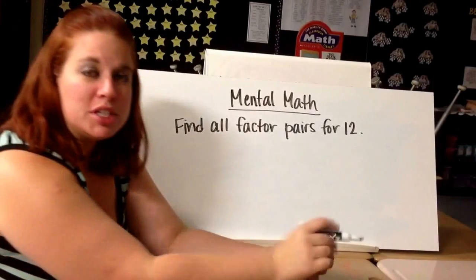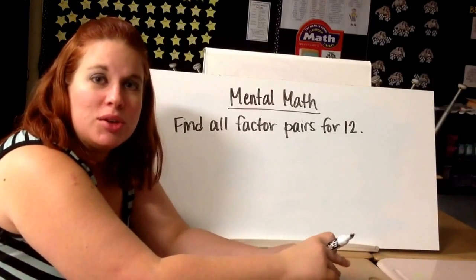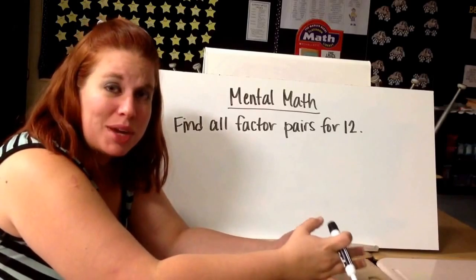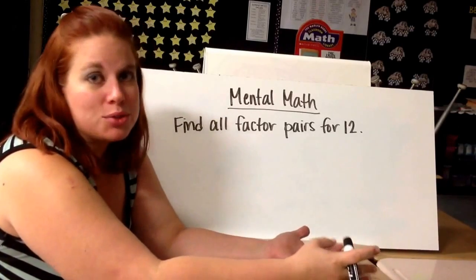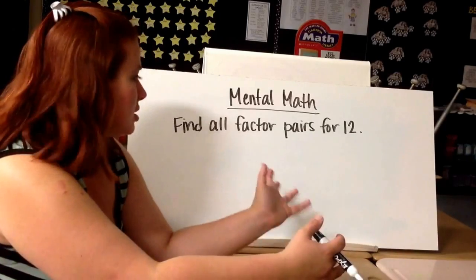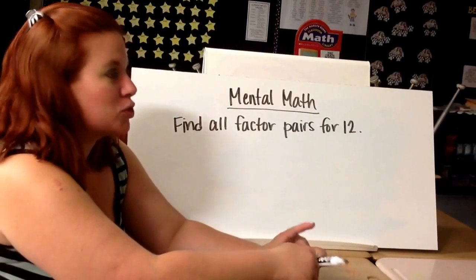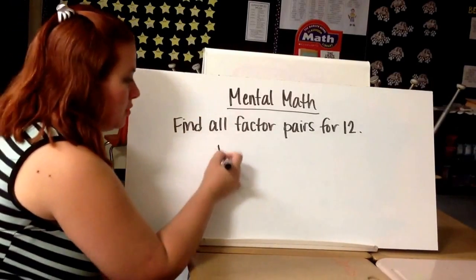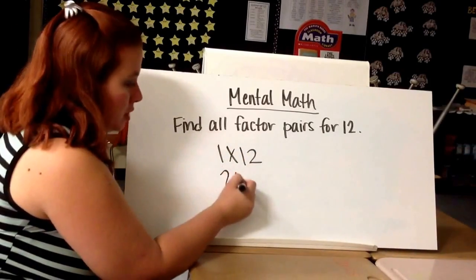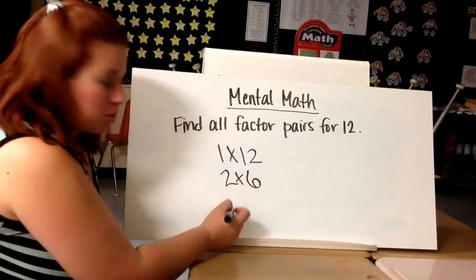Mental math. Mental math is knowing that you can take some multiplication problems and do them in your head without even having to write them down or use arrays or factor rainbows. So if I knew my multiplication facts, I could say, find all factor pairs for 12. Well, I know 1 times 12 is 12. I also know that 2 times 6, so I'm doing all of this in my head. And I know 3 times 4.